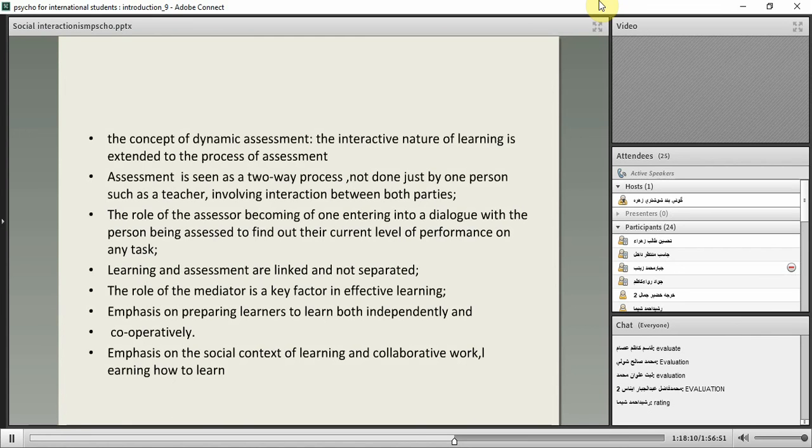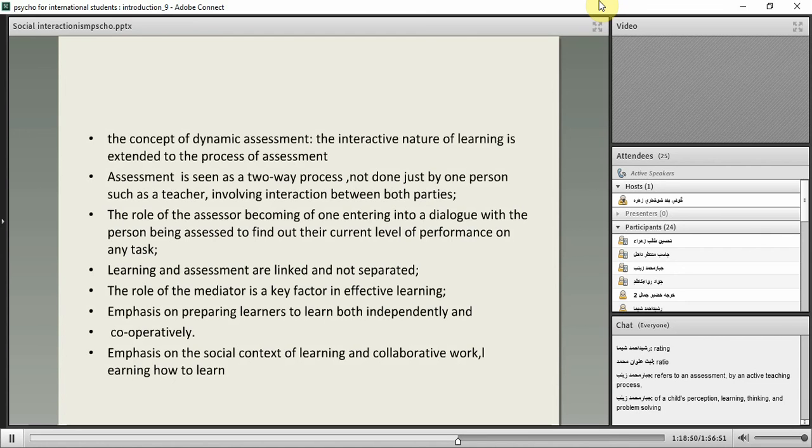Not just done by one person. It's not just one-way direction. It is not just a teacher-directed activity. There should be interaction between both parties. So dynamic assessment is one distinct school of thought and conceptualization in language testing, right?